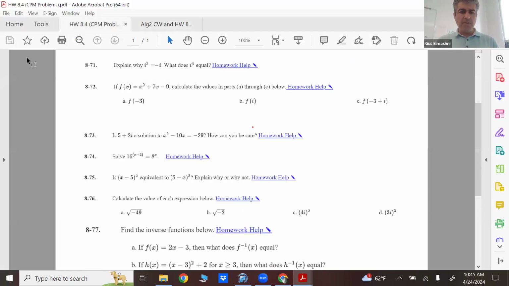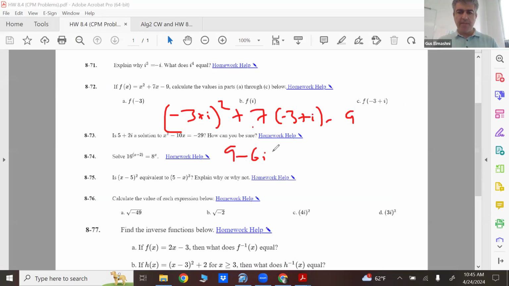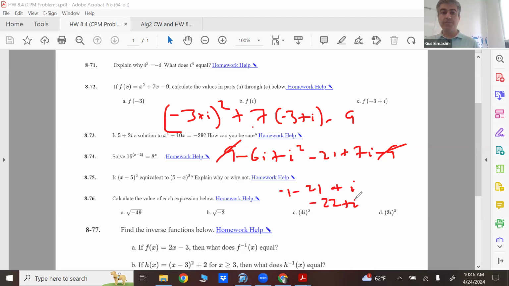For part C of 72, just to show you really what's happening, you're doing negative 3 plus i, squared, plus 7 times negative 3 plus i, minus 9. So you get 9 minus 6i plus i squared, minus 21 plus 7i, minus 9. If you clean it up, those cancel. i squared is negative 1 and positive i, negative 22 plus i. Does that make sense? Okay. So that's how you would work out 72 part C.